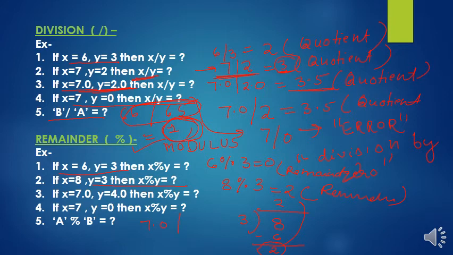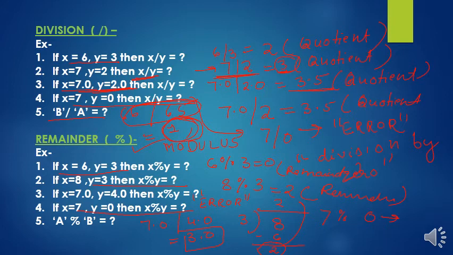Next is 7.0 divided by 4.0. The remainder is 3.0, so it will give 3.0. Next is 7 mod 0. So 7 mod 0 will give an error, a division by 0 error. Any number cannot be divided by 0. Which type of error will it give? Division by 0 error.